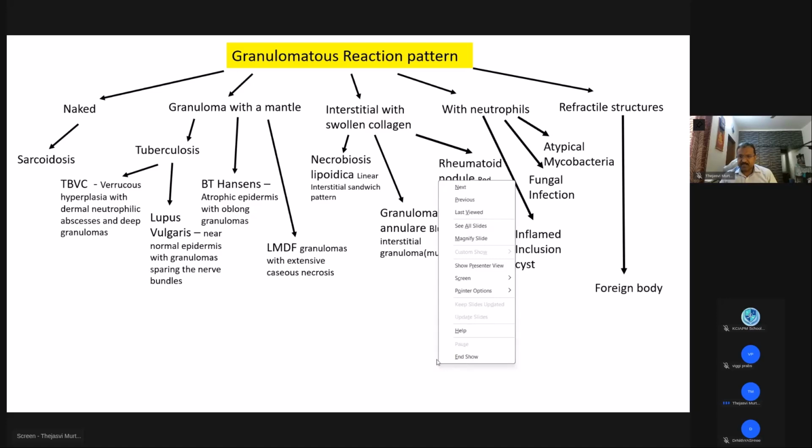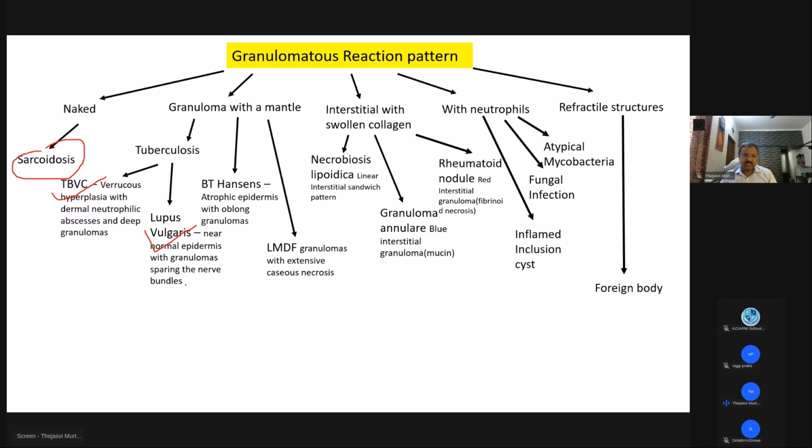So again, to highlight: sarcoidosis, then TBVC, then lupus vulgaris. What is the difference between TBVC and lupus vulgaris? In lupus vulgaris, near normal epidermis or some epidermal hyperplasia, granulomas which spare the nerve can be anywhere. In TBVC, usually deep-seated granulomas with neutrophils in the superficial dermis. Why? Because these are spread by contact. Lupus can spread hematogenously. TBVC is through contact.